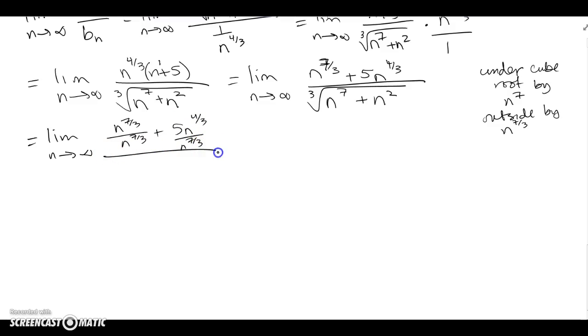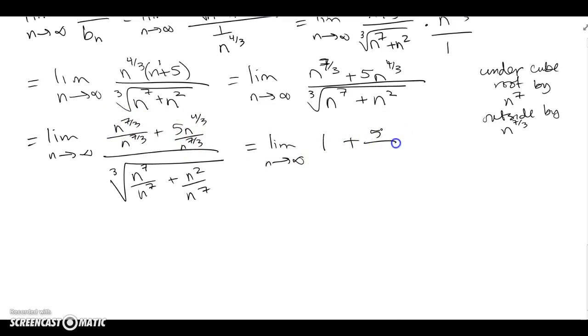To formally show what the limit goes to, this term is already cubed inside the cube root, so everybody is going to get divided by n to the 7th. We're just doing a limit analysis. That's going to be the limit as n goes to infinity. This term just goes to 1.